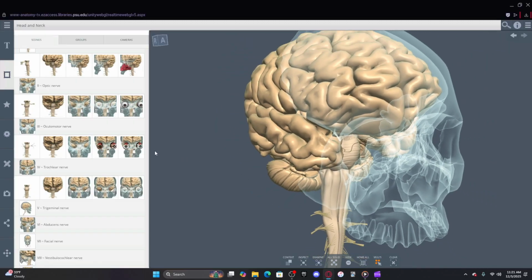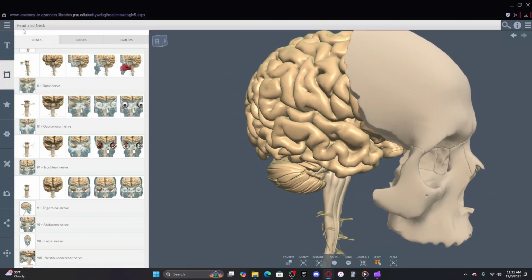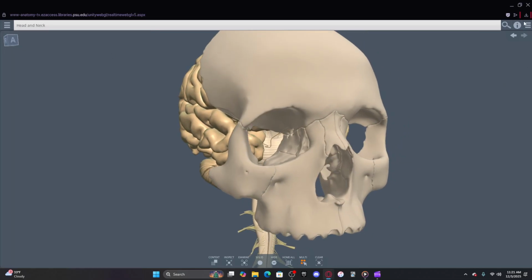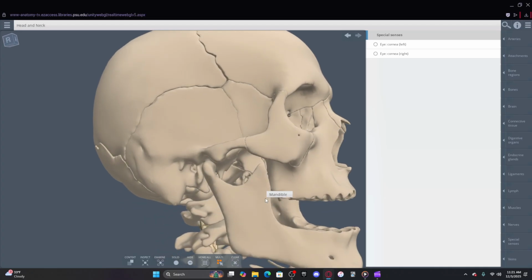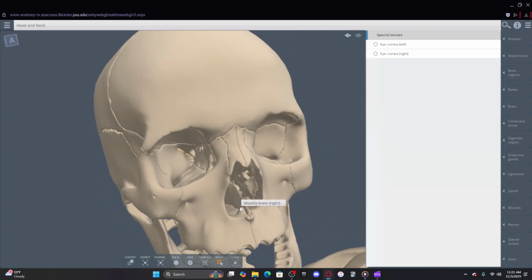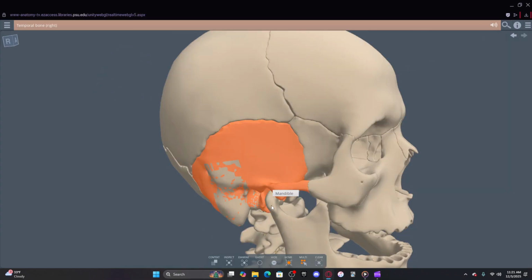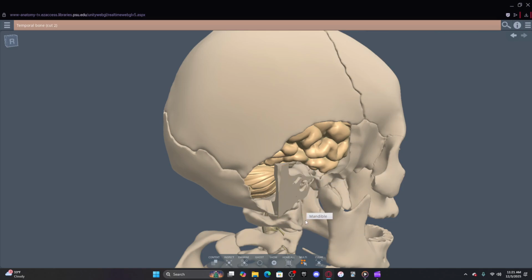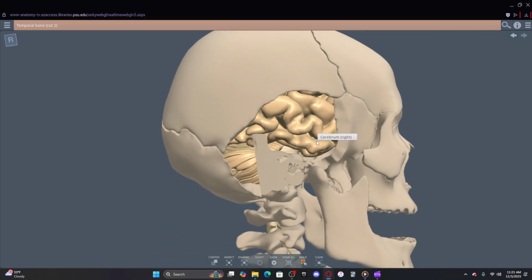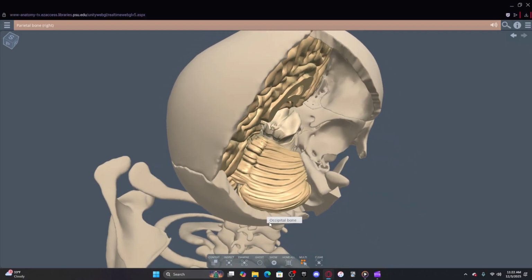Trochlear nerve. Let's solidify all. Let me add the rest of the bone regions because the trochlear nerve is going through the superior orbital fissure as well. Let's make sure that is clear. So you have the bone regions here. So I'm going to remove the temporal bone. I'm going to remove the right cerebral hemisphere.